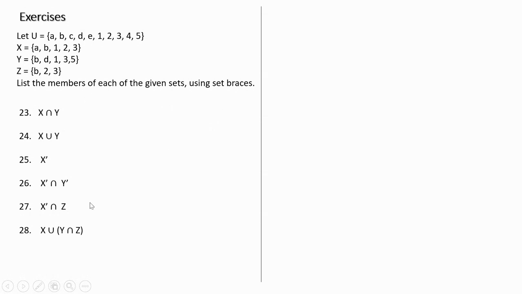Okay, now, before we do that, because we have to find the complement of X, complement of Y, let's do it here on the side. That way we have all the work here. So that's my set X. Now the complement of X is going to be C, D, E, 4, 5. How do we get that? We go back to the universal set. And whatever elements are in X, we scratch them out because it means not A, not B, not 1, not 2, not 3. So what's left is C, D, E, 4, 5.